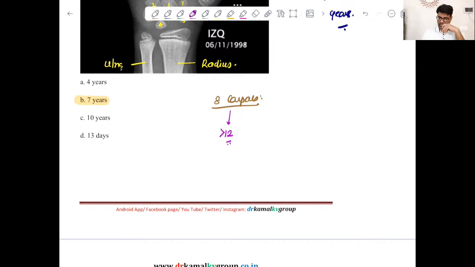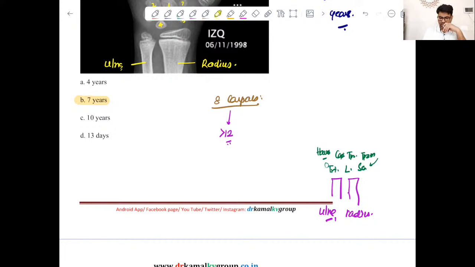So suppose this is the radius here, and this is the ulna here, right? Then we will go from here: scaphoid, then lunate, then triquetral, and on top of the triquetral we have the pisiform, right? So somewhere here we have the pisiform. So this is the proximal row. Then trapezium, trapezoid, then capitate, and then hamate. Okay, so something like this.